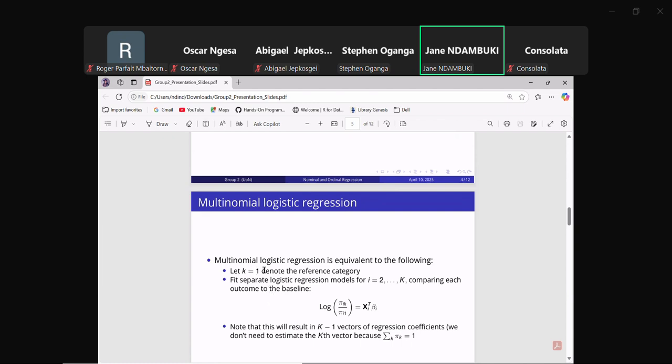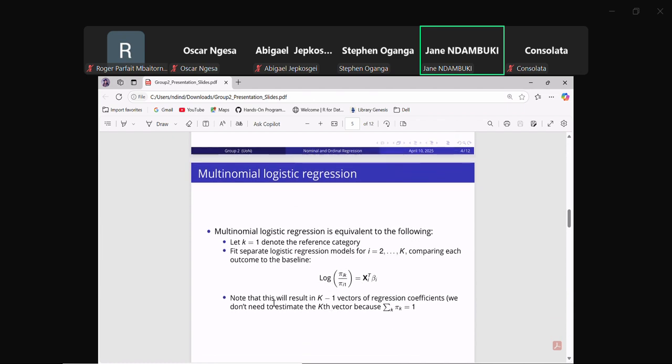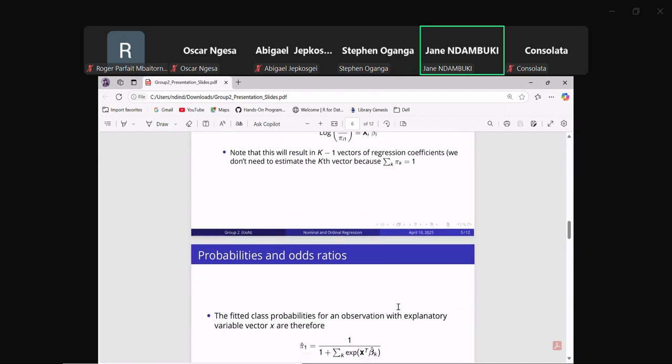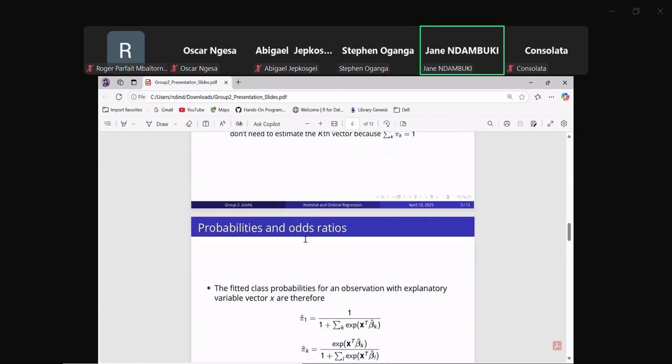In this model, we start by picking a reference category, let's say k equals 1. Then you model the log odds of each of the other categories compared to the reference using this formula. So you end up with k minus 1 vectors of regression coefficients, and the sum of the probabilities should be equal to 1. Next, the probabilities and odds ratio.